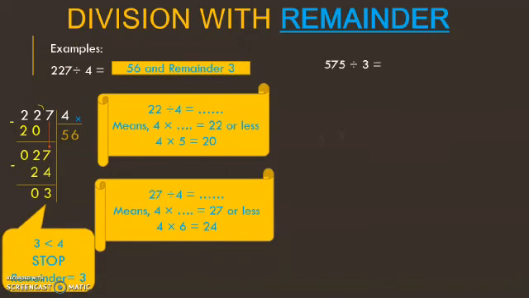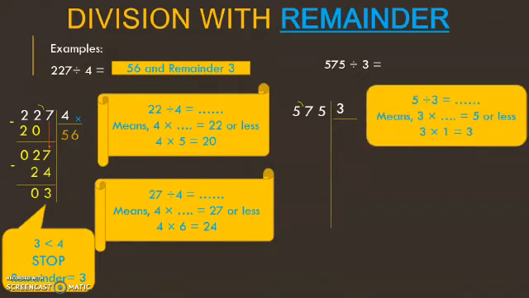Second example, 575 divided by 3. I take the 5. I start with divide. 5 divided by 3 means 3 times what gives me 5 or less? 3 times 1, it's equal to 3. I write 1, then I multiply. 1 times 3, it's equal to 3. Then subtract. 5 minus 3, it's equal to 2.